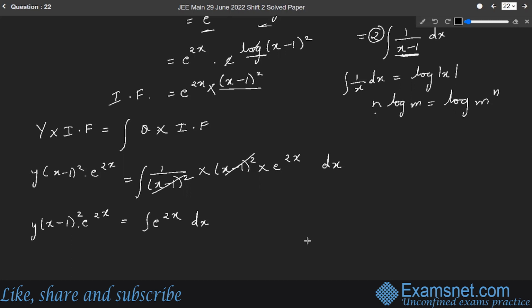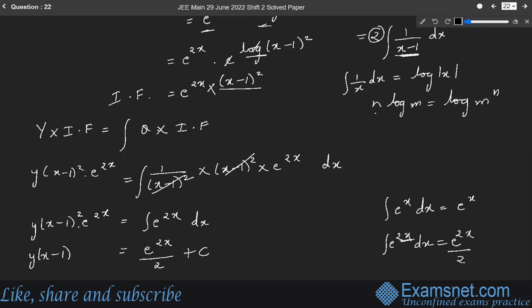Now we have to use the formula for integral of e power x dx. What is the integral of e power x? It is e power x. Okay, but here we have 2x. So integral of e power 2x will be e power 2x, right? And we have to integrate 2x, so it will be divided by 2. So integral of this term will be e power 2x divided by 2 plus c, where c is a constant, and the left hand side is y into x minus 1 whole square into e power 2x.